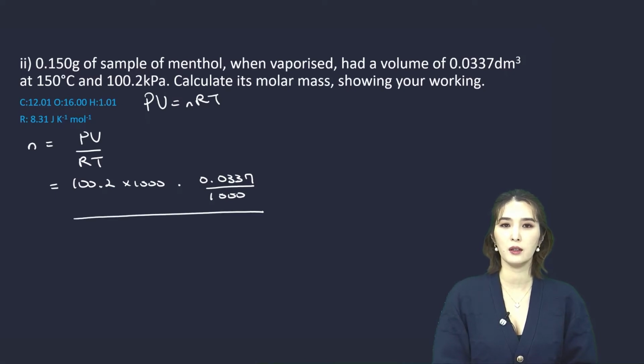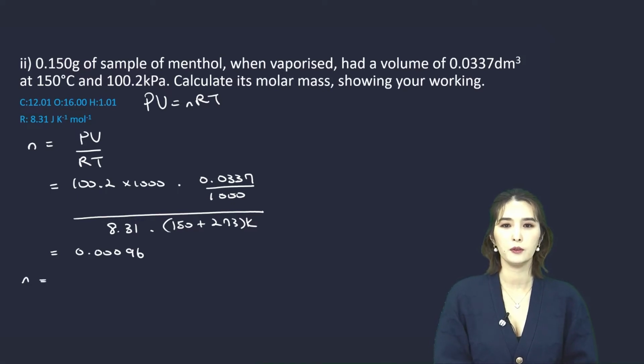Then we're going to divide this by R, 8.31. This is given in your data booklet. By the temperature, which is 150 plus 273, because temperature has to be in kelvins. And then this gives us the value of 0.00096. That's the number of moles.